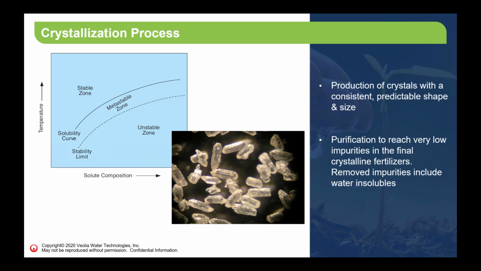The crystallization process has two roles. The first role is, of course, to produce crystals with a consistent and controlled shape and size. Second, it is a purification process, and this is what makes crystallization a very powerful technique: the power of purification that it has. Purification means that we can reach very low impurities in the final crystalline fertilizers.